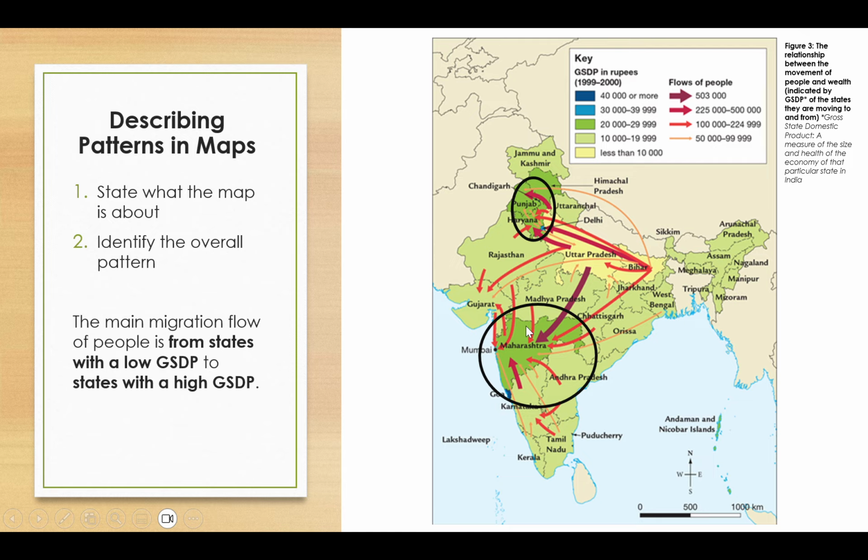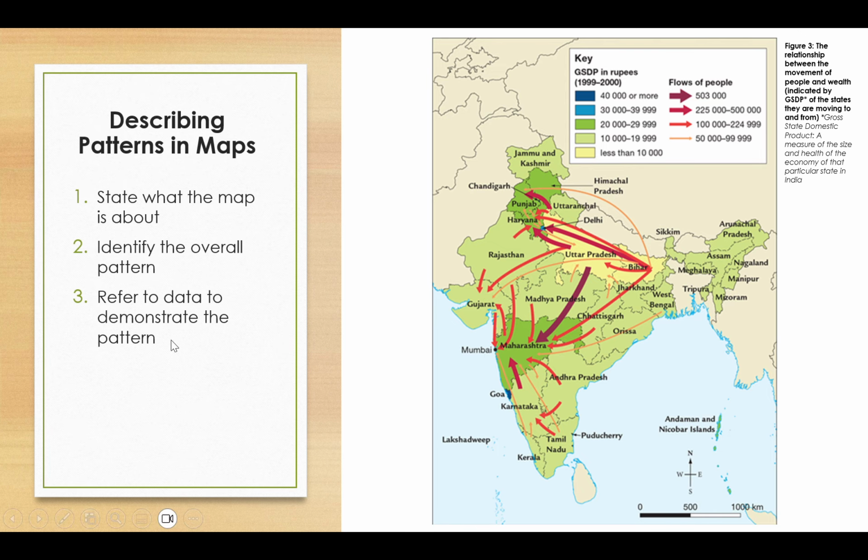So we can see that there. So here is my sentence. The main migration flow of people is from states with a low GSDP to states with a high GSDP. Now I need to refer to data to actually demonstrate that pattern.